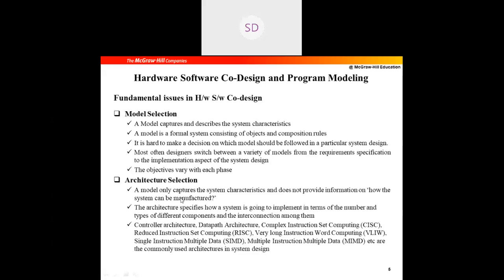A model captures and describes the system characteristics. When I represent it in the form of a model, it gives me information on the system characteristics. So a model is nothing but a formal system consisting of objects and composition rules, a set of rules. Say for example, you might have studied different types of models, like representing in the form of a flow chart, or in the form of an FSM, finite state machine model. There are different techniques involved.